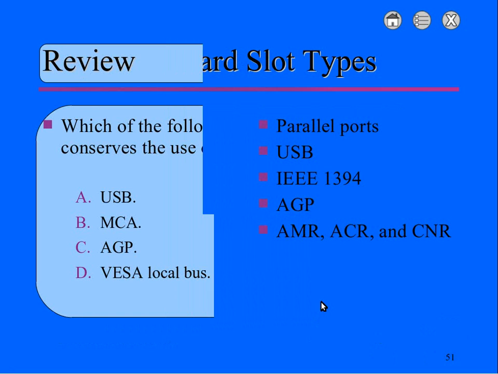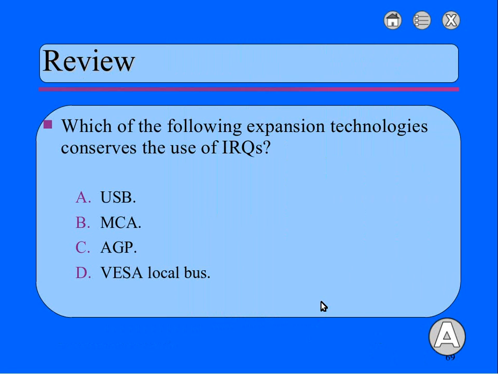Alright, which of the following expansion technologies conserves the use of IRQs? Is it USB, MCA, AGP, or VESA local bus? And the answer to that is USB. IRQs are interrupt requests, and USB had the advantage of conserving them because it all uses one interrupt. So that solved a big problem that we've had in the past, which was too many devices or conflicts with the interrupts.